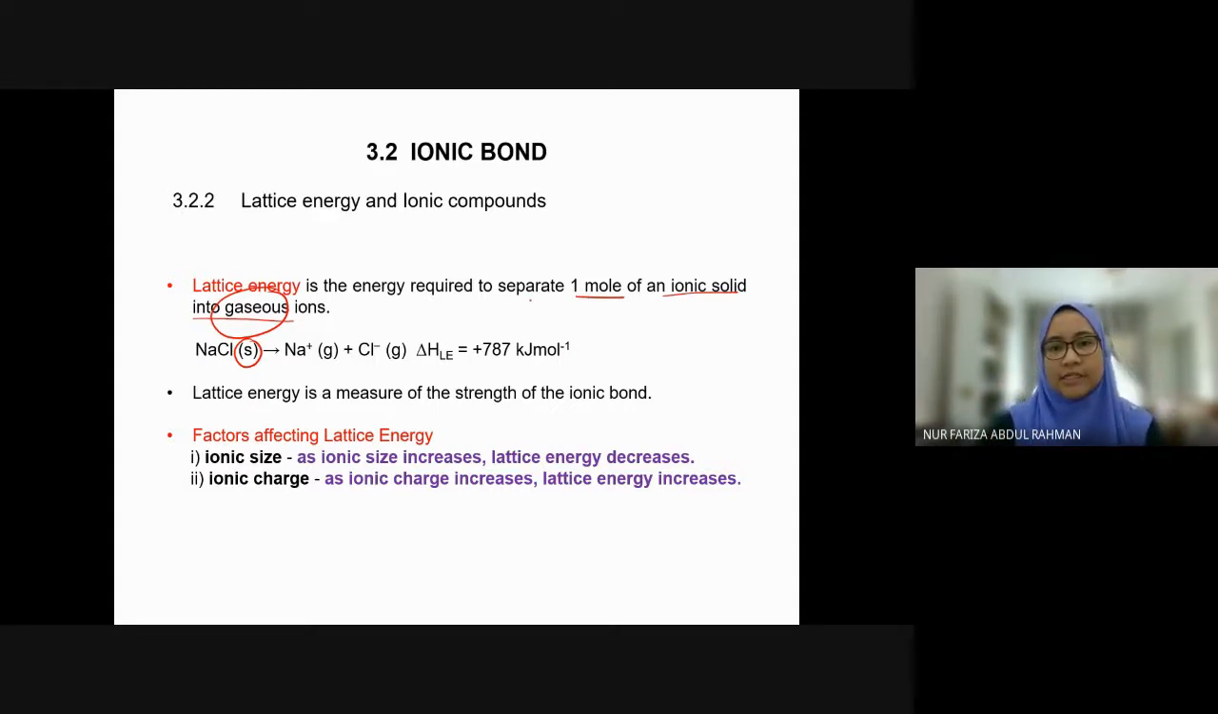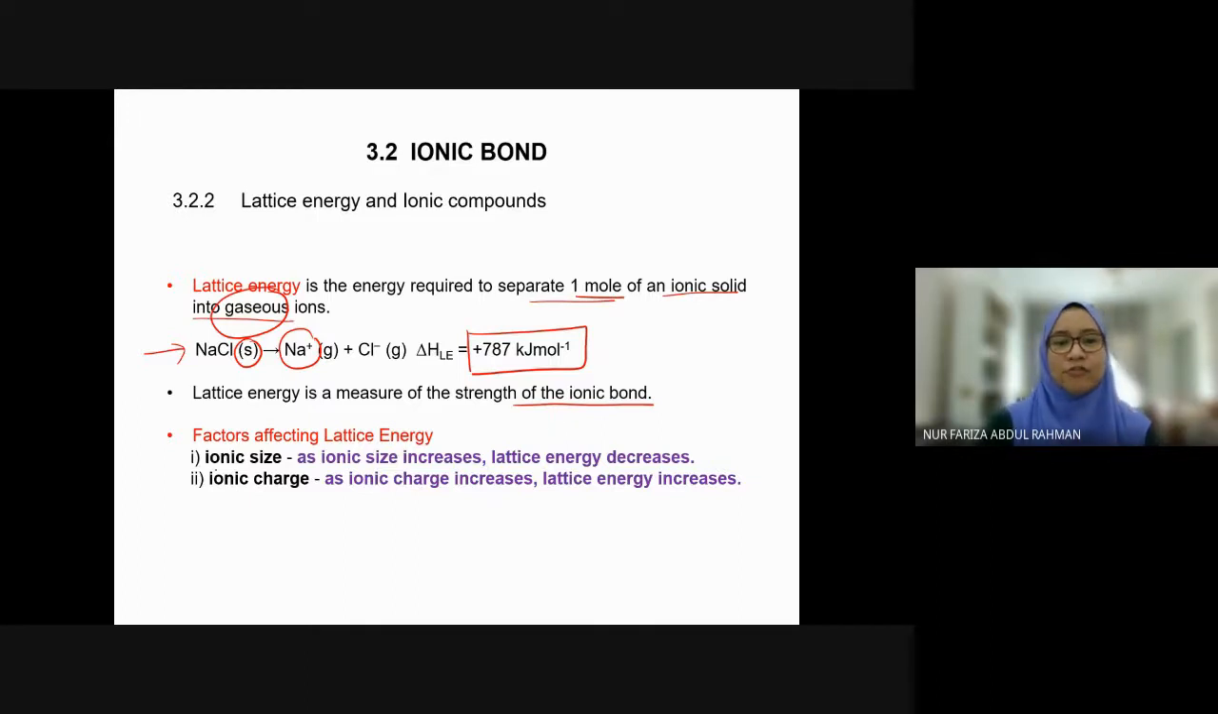Okay, so this is the definition of lattice energy. As you can see from the equation, sodium chloride in solid form, the energy needed to remove ataupun to separate them into Na+ gas plus Cl- gas. So this is the amount of energy required to separate them into their ions. Lattice energy is a measure of the strength of ionic bond. So we use lattice energy to measure the strength of ionic bond.